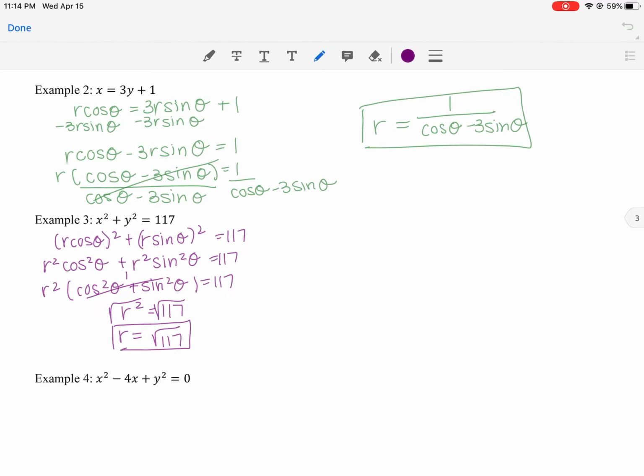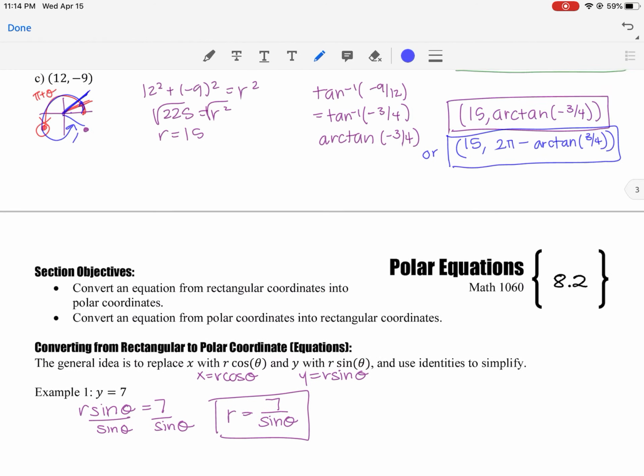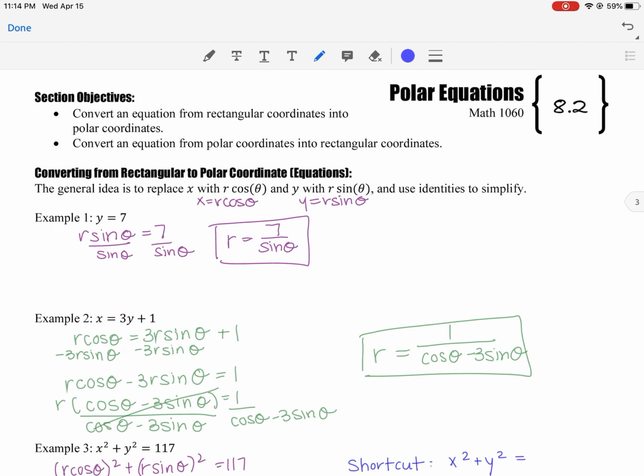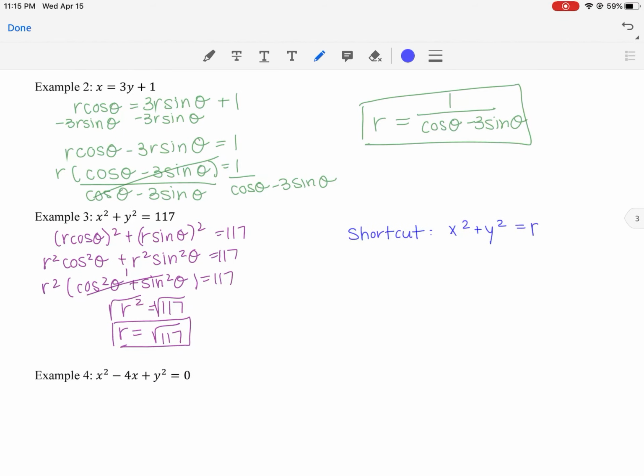Okay, let's talk about a little shortcut. With these, there's some things we know, right? You should be able to recognize that x squared plus y squared equals what in this case? If you think back to the triangle that we did on the last lesson, right? x squared plus y squared equals your r squared. So if you would have recognized that to begin with, I could have replaced my equation when you've got x squared plus y squared equals 117.